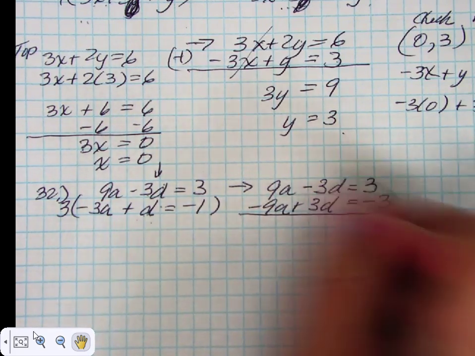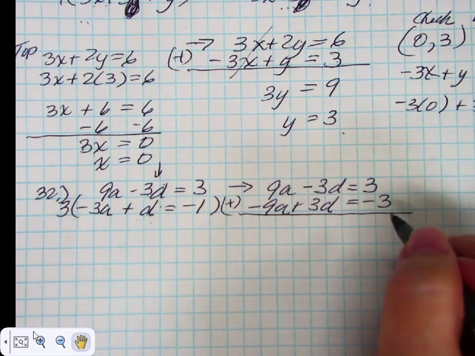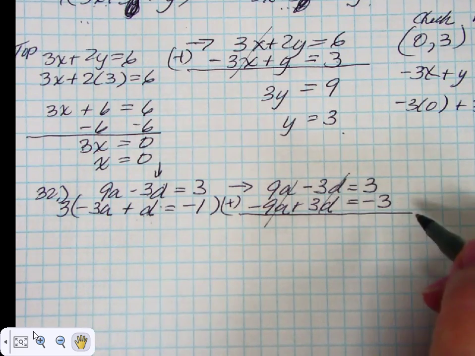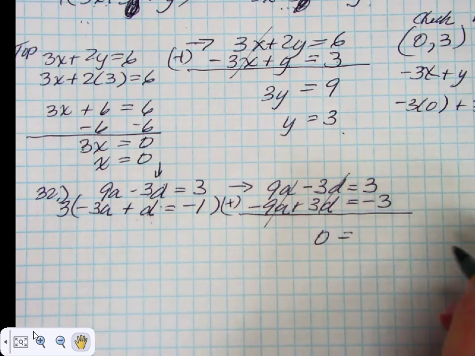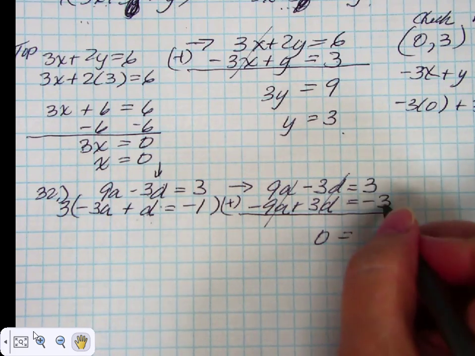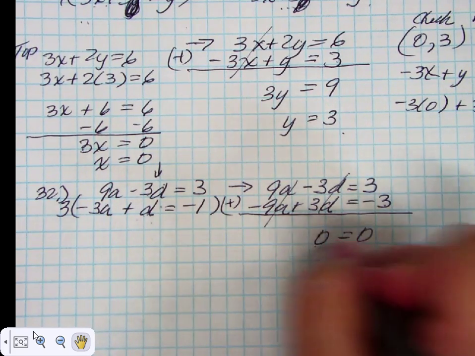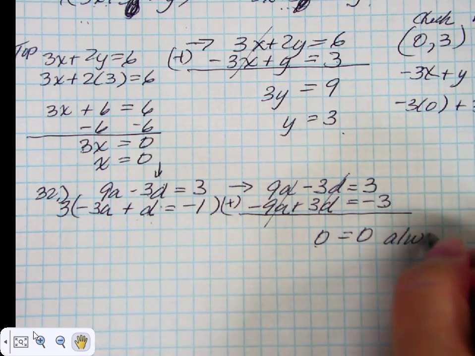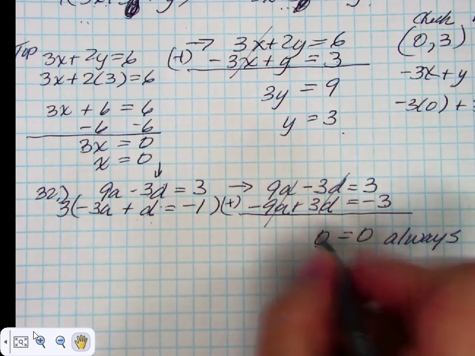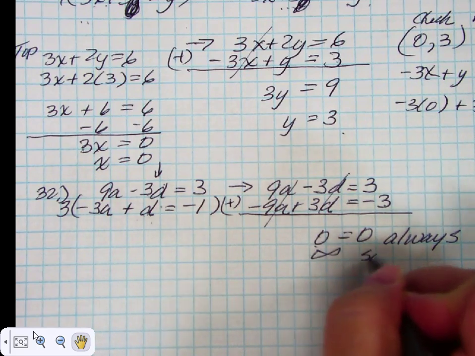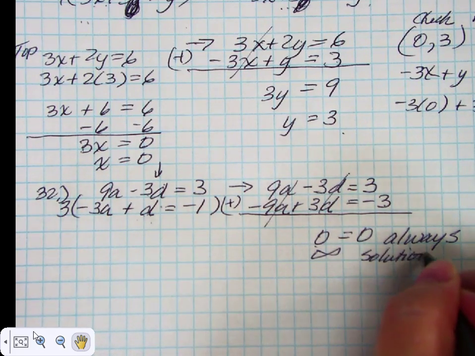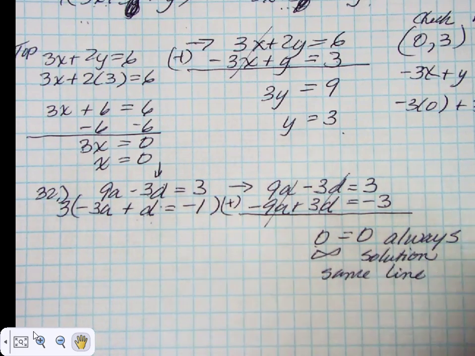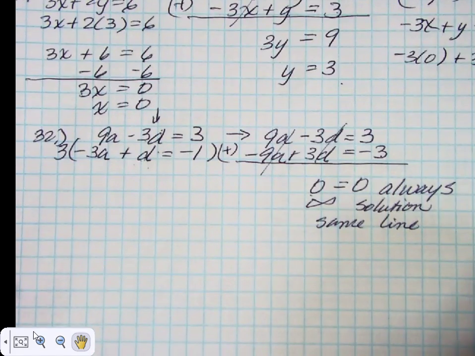Let's take a look. If I add down here, then these will cancel, these will cancel, which means I've got 0 on this side, and this is a 0. So when is 0 equal to 0? Always. Remember this? So we have an infinite number of solutions, and in other words, I have the same line. Okay? That was kind of neat.